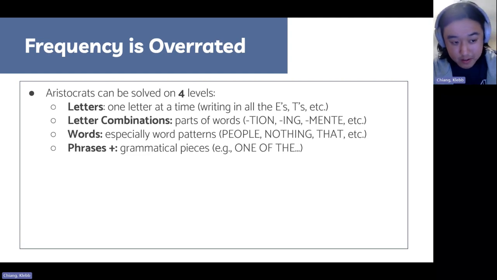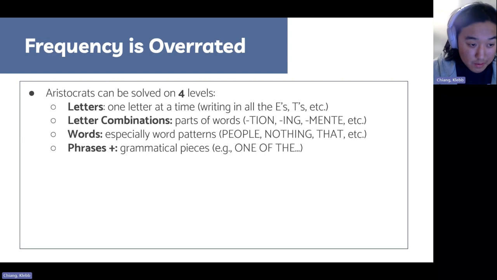For example, this phrase is actually quite recognizable. You see the first 2 words start with the same letter. It's 3, then 2, then 3 letters long. And then the E is shared in the 2 3-letter words. So you can possibly spot that and fill in 8 letters all at once. So grammatical pieces is sort of the biggest level you can think about an aristocrat at.